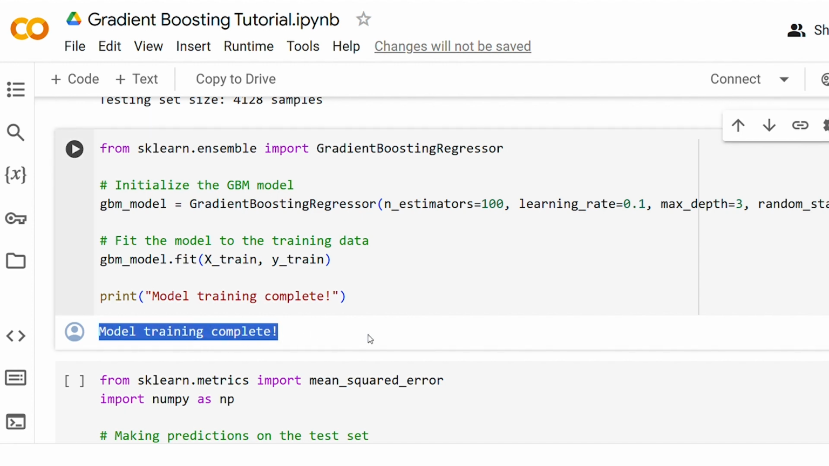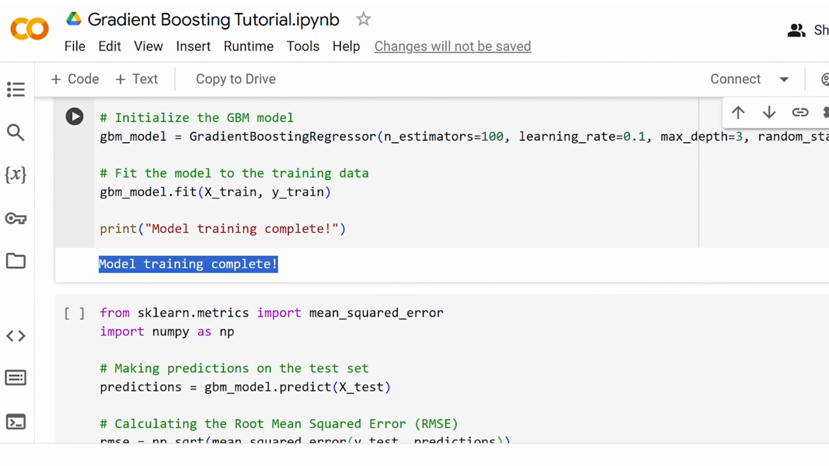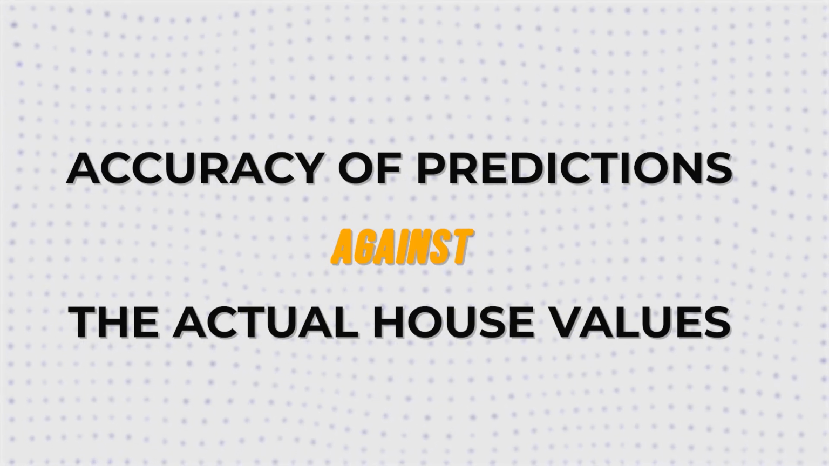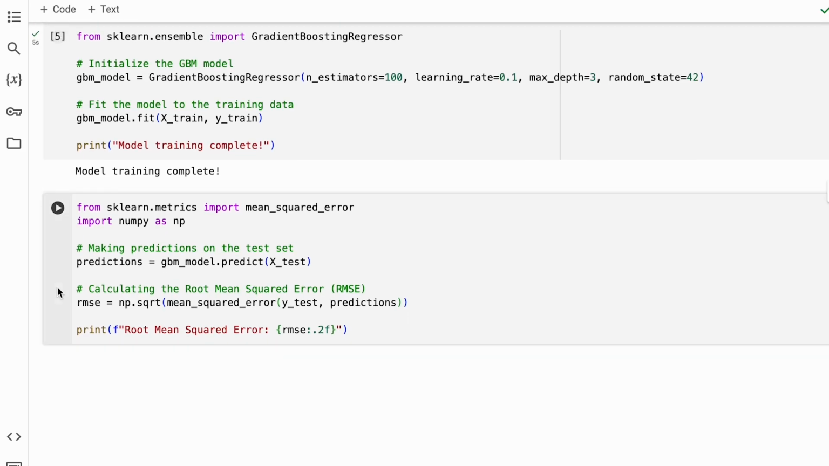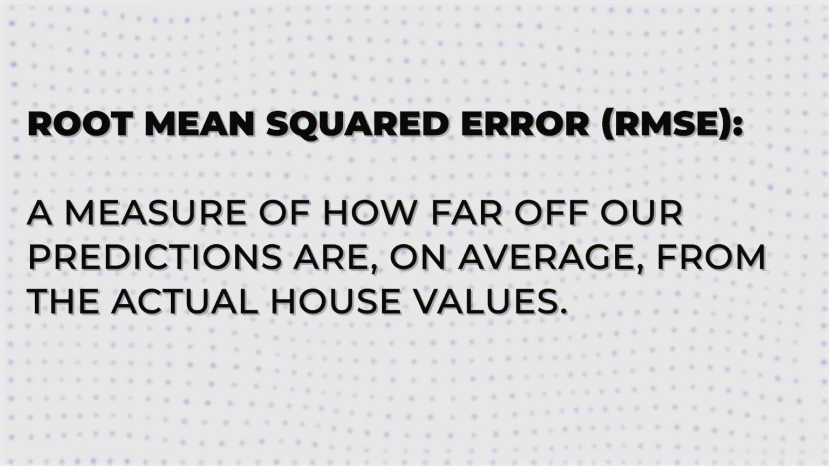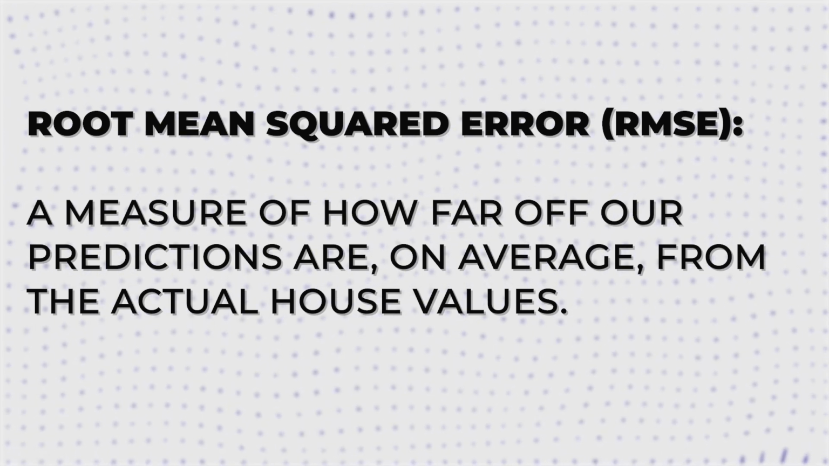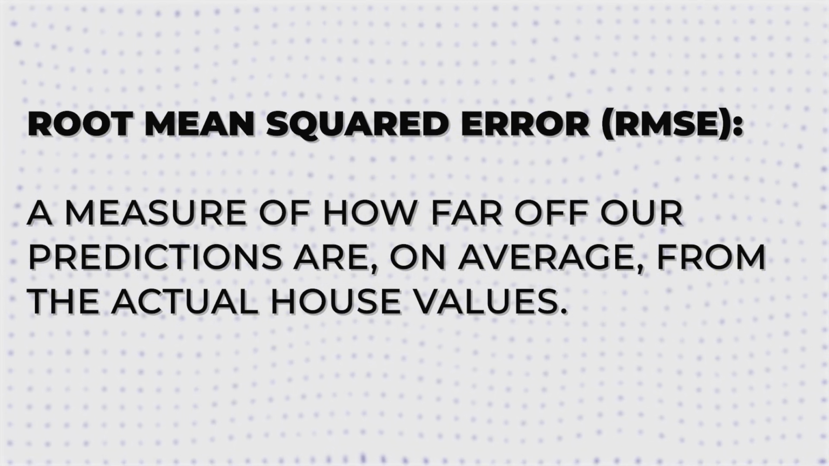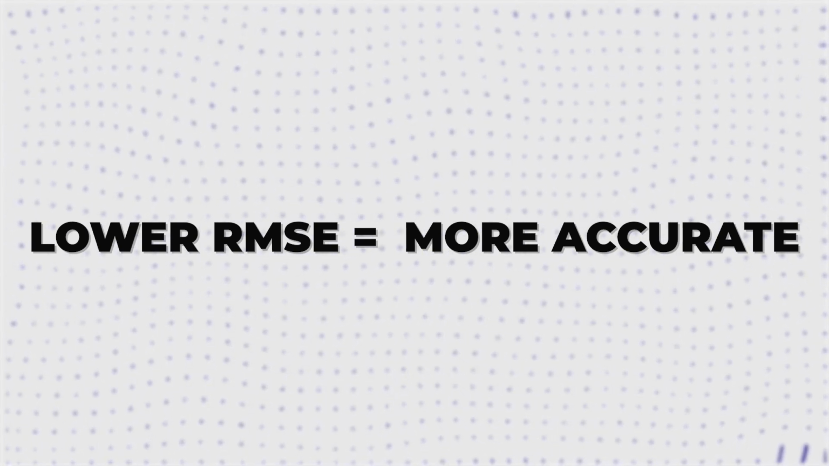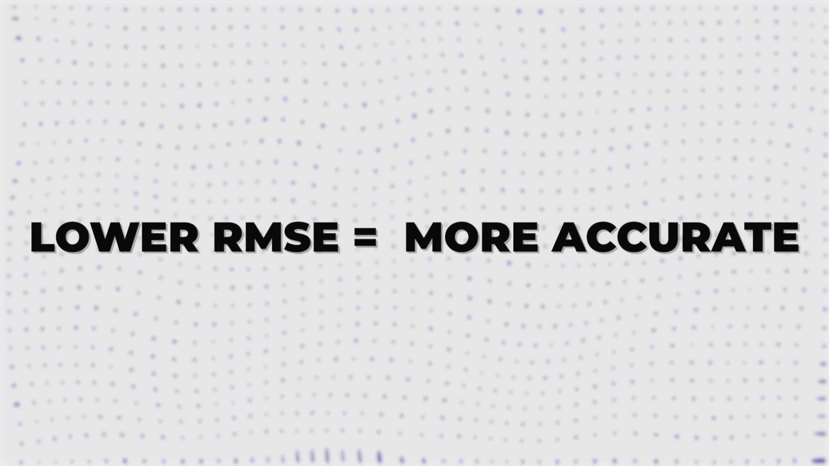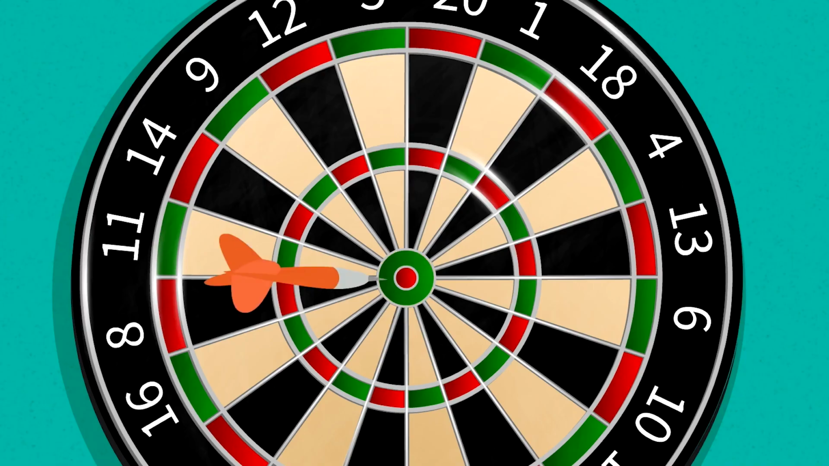Let's see how it performs on the test set, the moment of truth where we assess the accuracy of our predictions against the actual house values. This is where we see if our model can truly predict house prices or if it's back to the drawing board. The root mean square error, or RMSE, gives us a measure of how far our predictions are, on average, from the actual house values. A lower RMSE indicates a better fit to the data, meaning our model is more accurate. It's like hitting the bullseye in archery. The closer to the center, the better your shot.